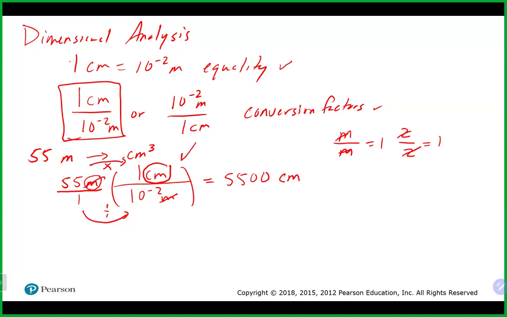This is considered an exact number because it's a metric to metric conversion, which means you do not have to worry about it in terms of your answer. That means you default back to the original number, which is really the only other number in here, which has two significant figures.